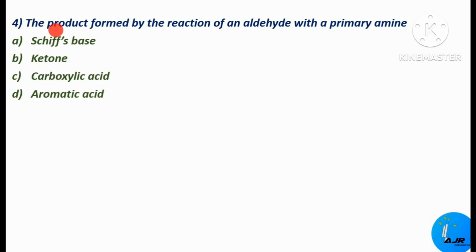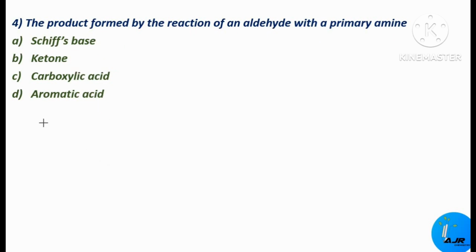Next important question: the product formed by the reaction of an aldehyde with a primary amine is. So what product is formed? The question is, what product is formed during the reaction of an aldehyde with a primary amine? Either it's a Schiff's base or ketone or carboxylic acid or aromatic acid. So let us see an example now.